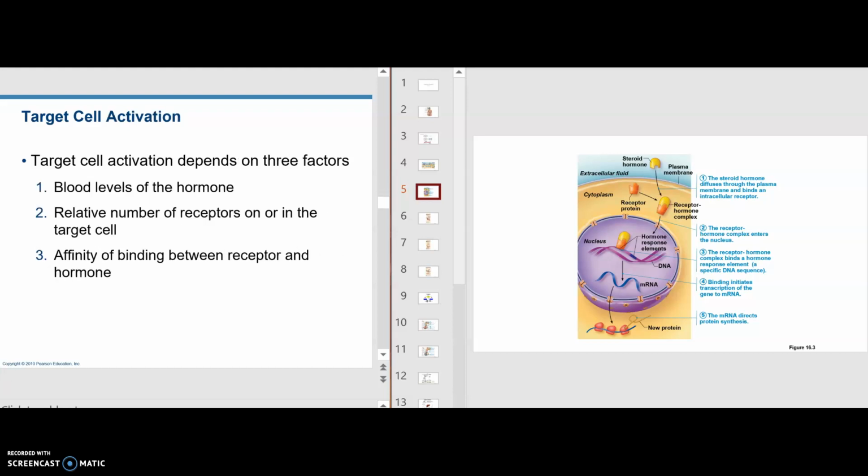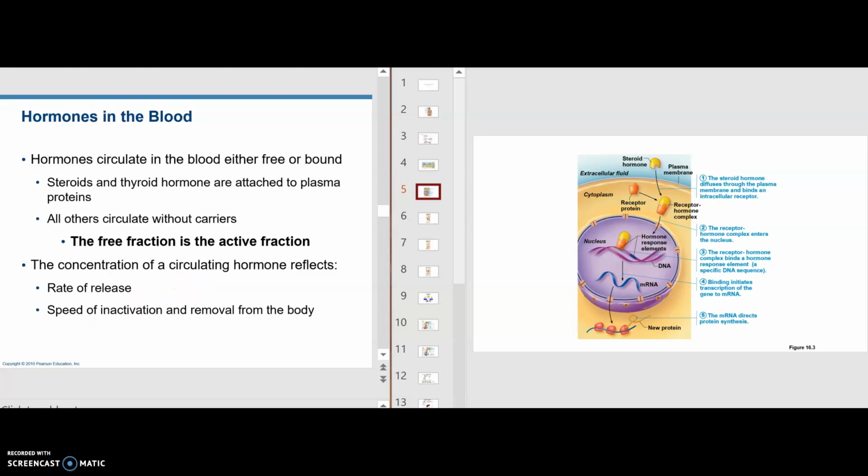Okay. Target activation depends on three factors. What's the blood level of the hormone? The higher the blood level of the hormone, obviously, the more receptors can be activated in the body. Second, the relative number of receptors on the target cell. How many receptors? Is it 1,000? Is it 10,000? Is it 20,000? And remember, I told you specificity and affinity. How much drawing power does the receptor have for the hormone? How much binding power and drawing power?